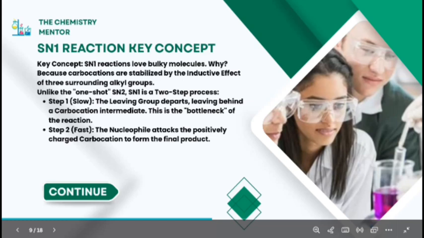Think of it like this. Step 1, the leaving group walks out of the party slowly. Step 2, the nucleophile jumps in immediately to take its place.